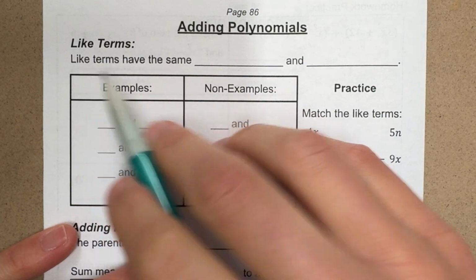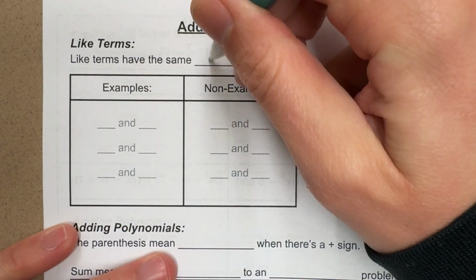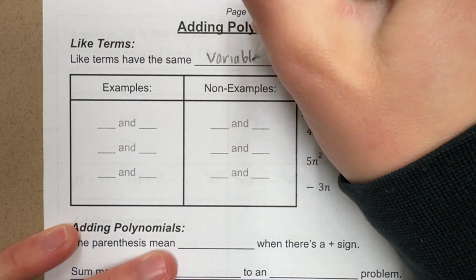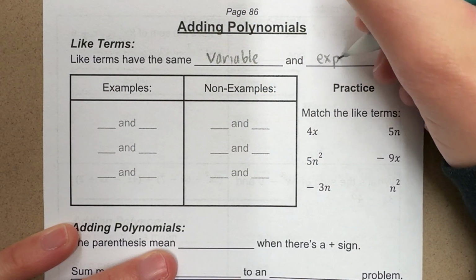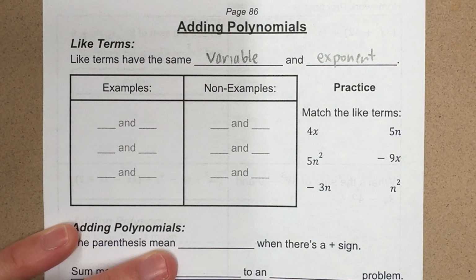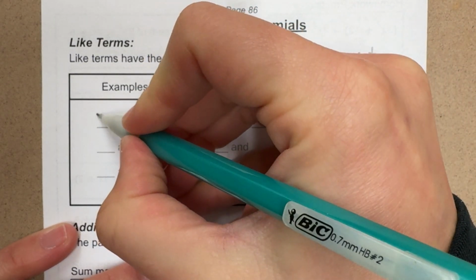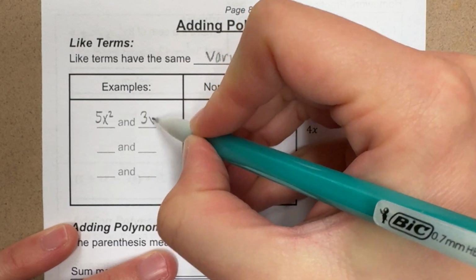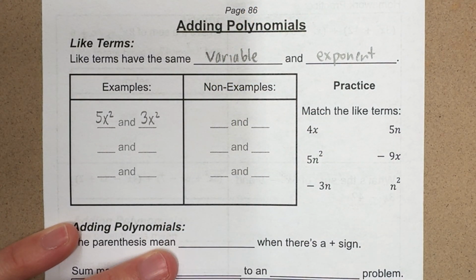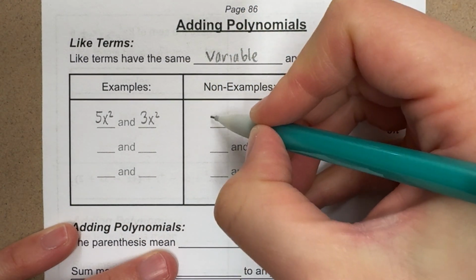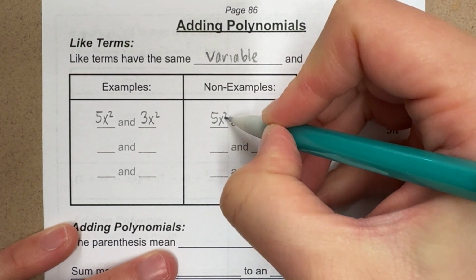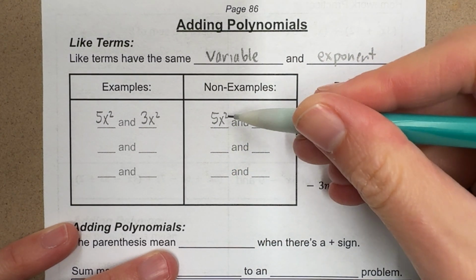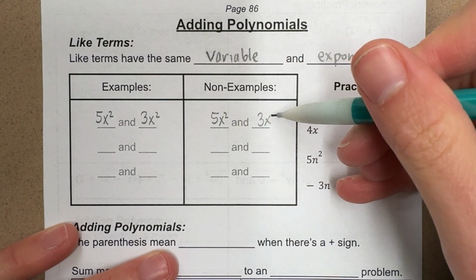Remember like terms. Like terms have the same variable and exponent. So for example, 5x squared and 3x squared are like terms. Okay, a non-example would be, for example, 5x squared and 3x. Why are these not like terms? Because this one has an exponent of 2 and this one does not.